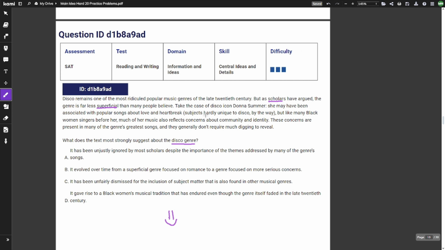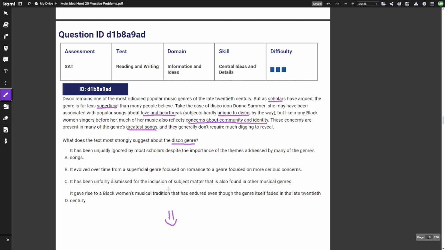Then it gives an example of this one disco icon who does have a lot of songs associated with love and heartbreak, which isn't unique to disco, but that she also has these other songs that reflect concerns about community and identity. Then it also says that these concerns of community and identity are also present in many other disco songs.